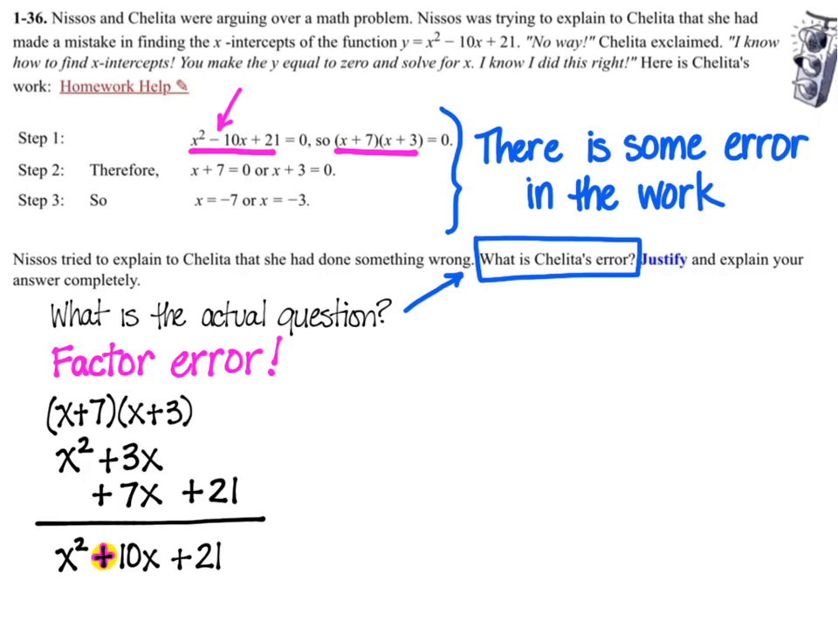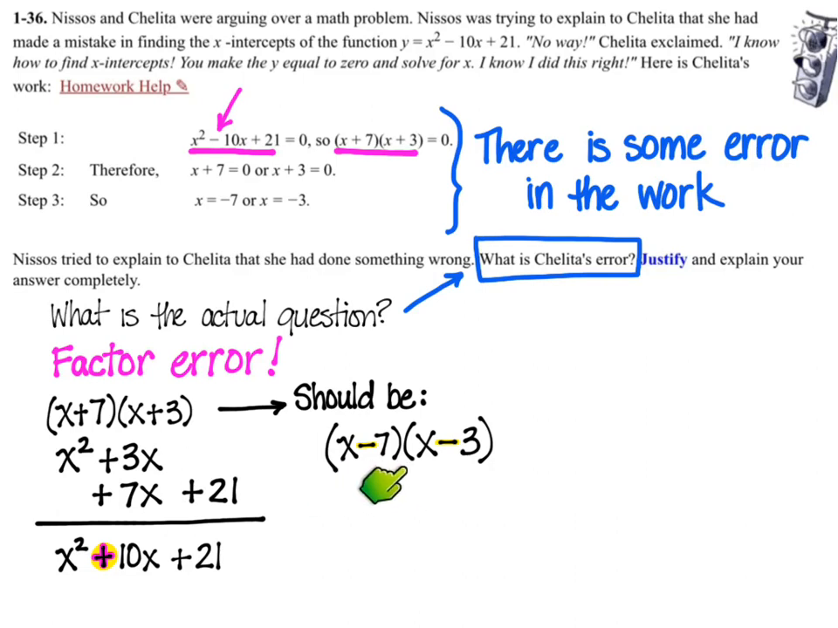And that's not what it says here. This problem up here is x squared minus 10x. So I need both 3x and 7x to be negatives, and for that to happen, this can't be x plus 7 and x plus 3. It's got to be x minus 7 times x minus 3. So this is where her error was, right at the very beginning.